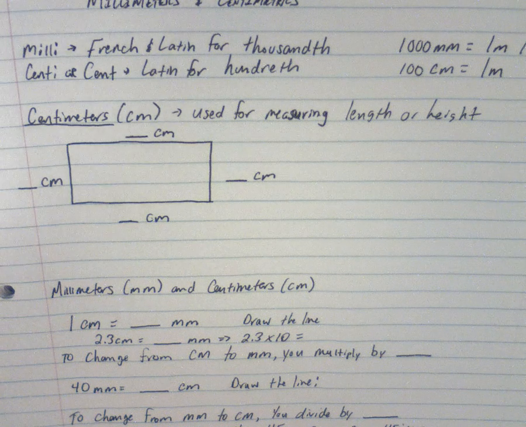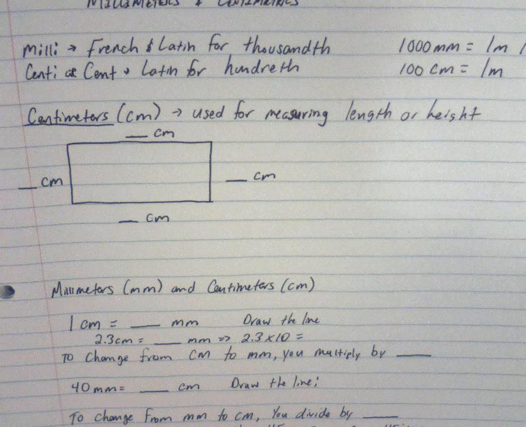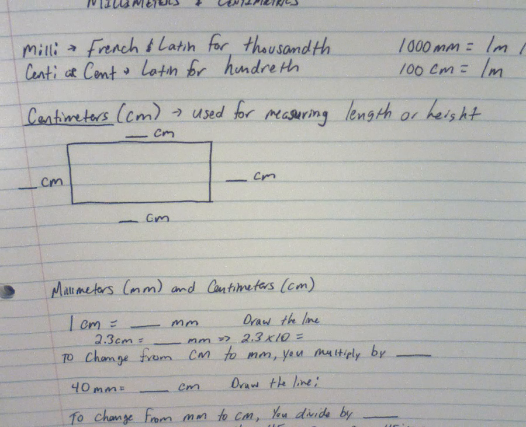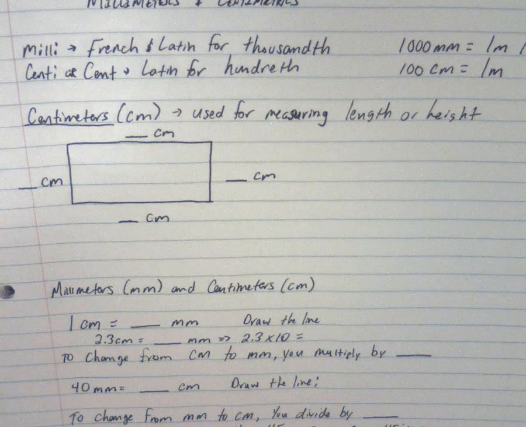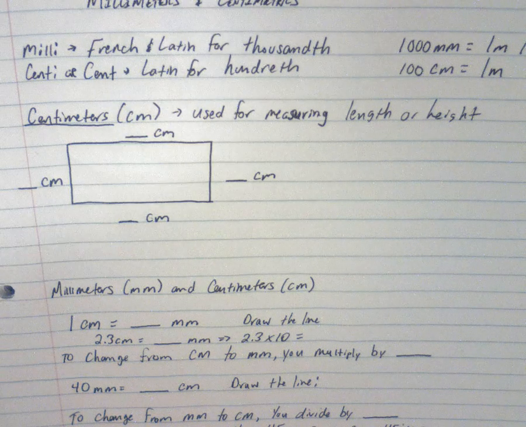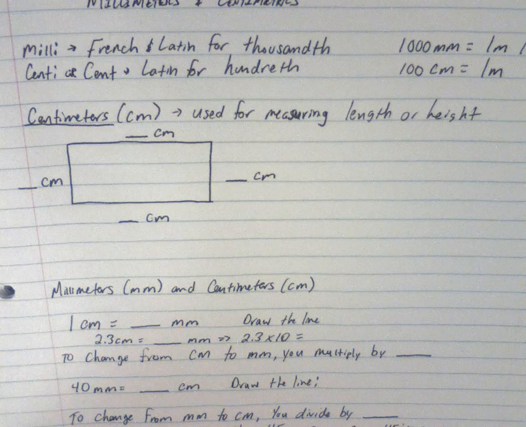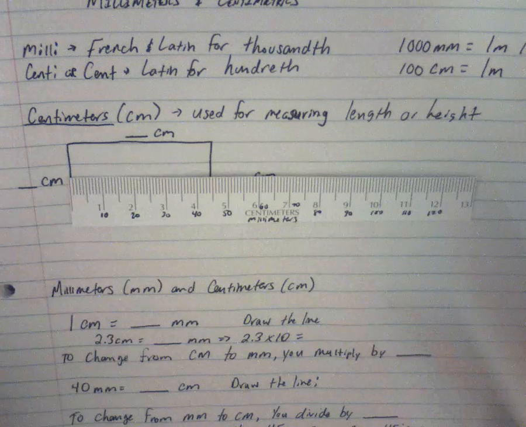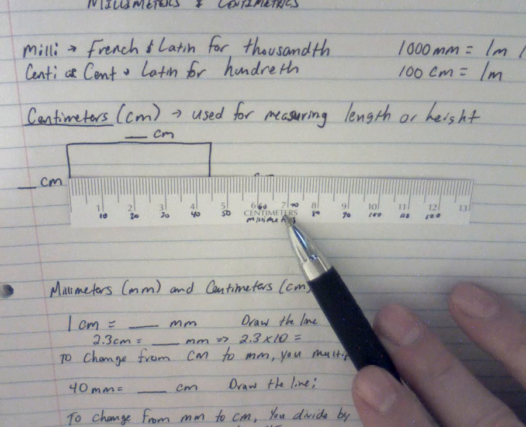But if it's something like a little snowball that you made outside a couple days ago when it snowed, you may measure that in centimeters because it's not going to be a meter. So you have to know what you can measure in centimeters and what you can measure in meters. Centimeters are used for measuring length or height. I'm going to give you an example. I have a ruler here, and if you take a look at my ruler, there are centimeters written on the bottom.